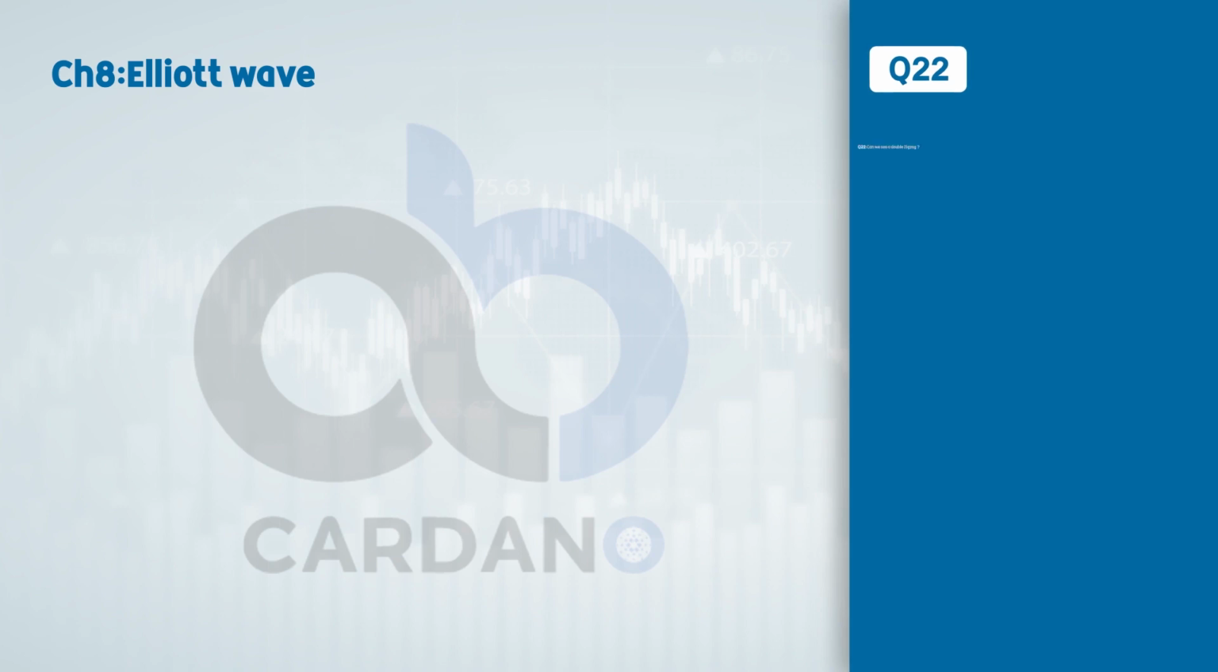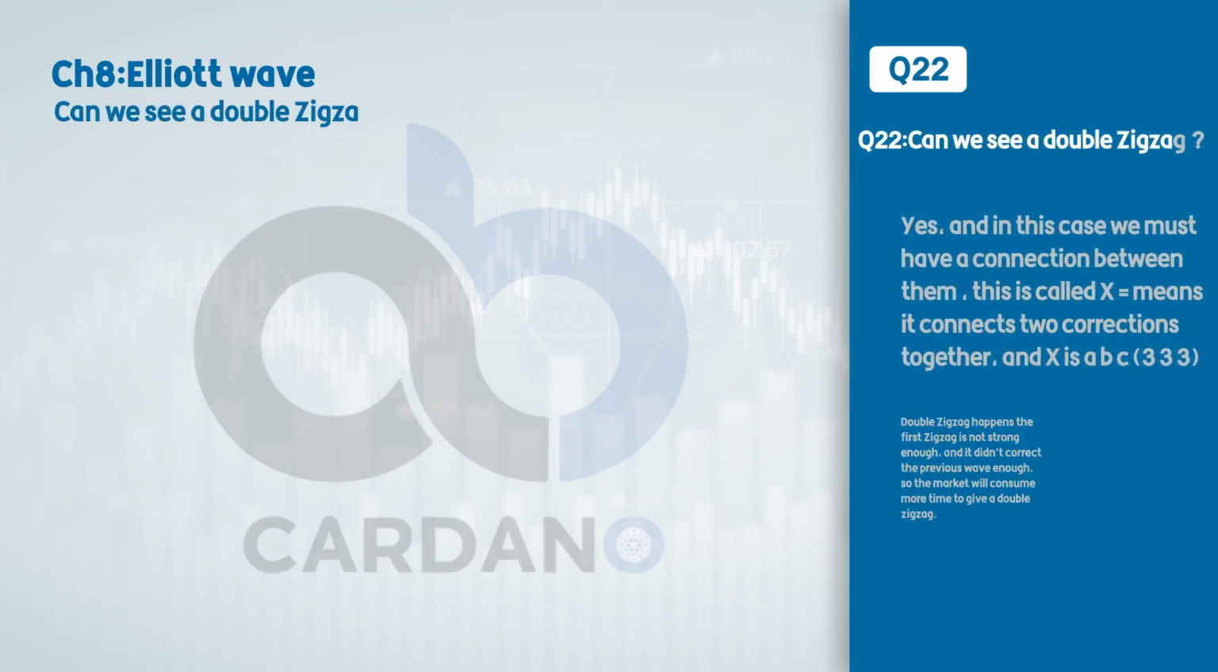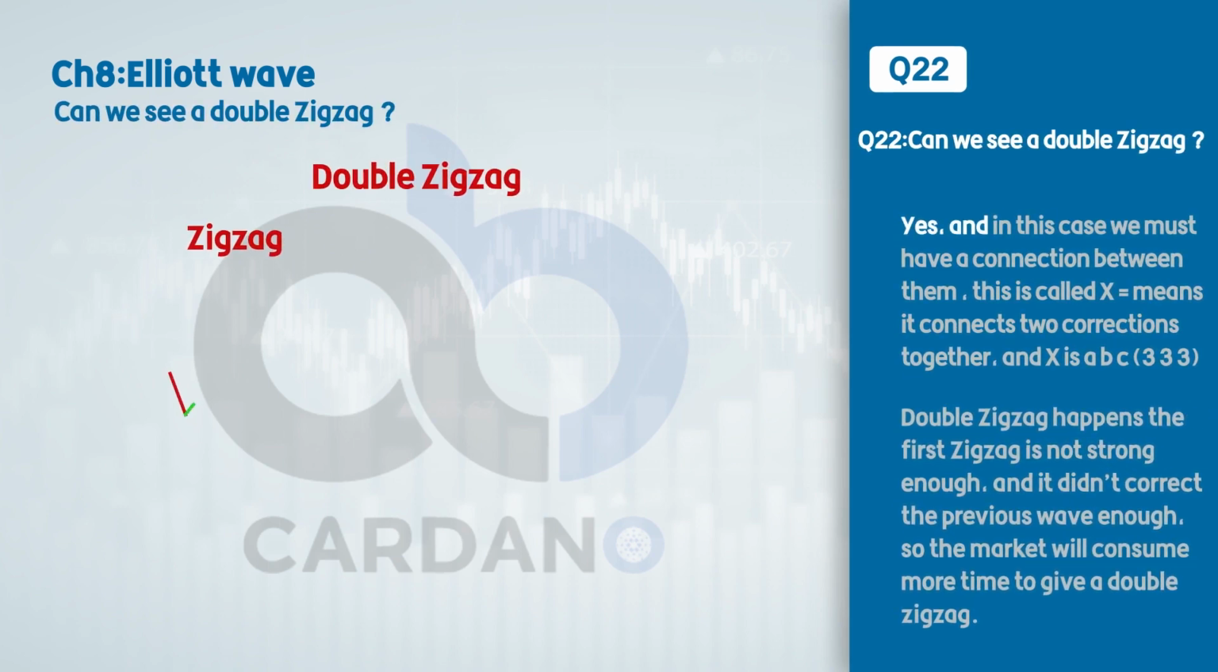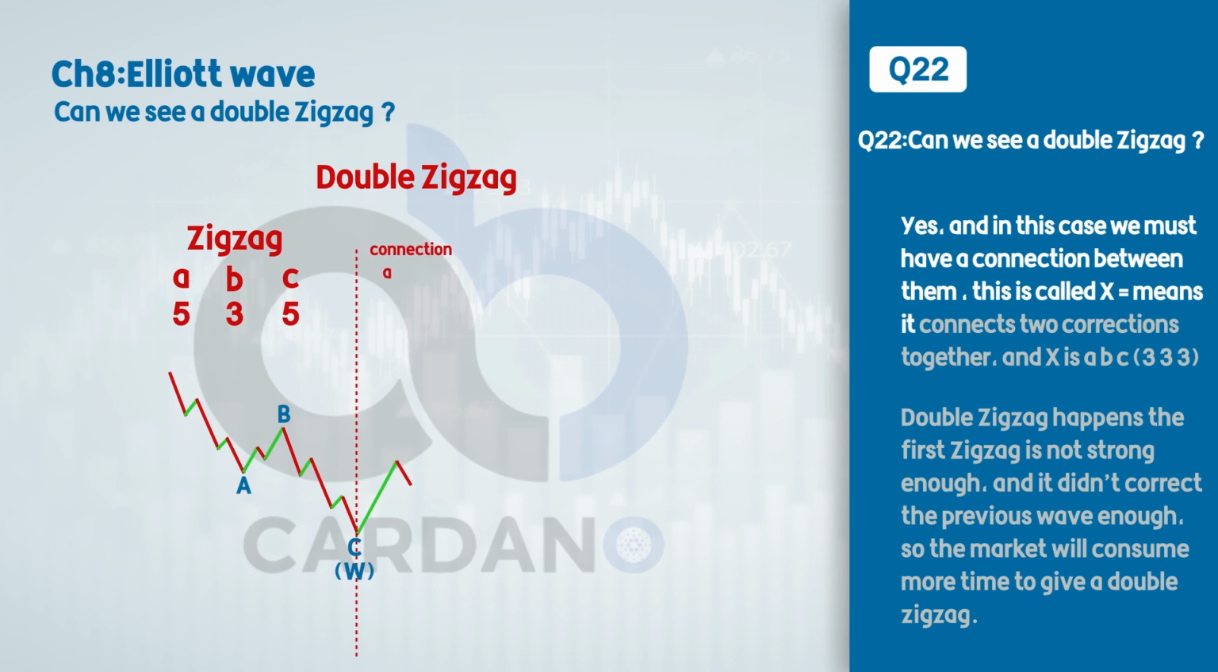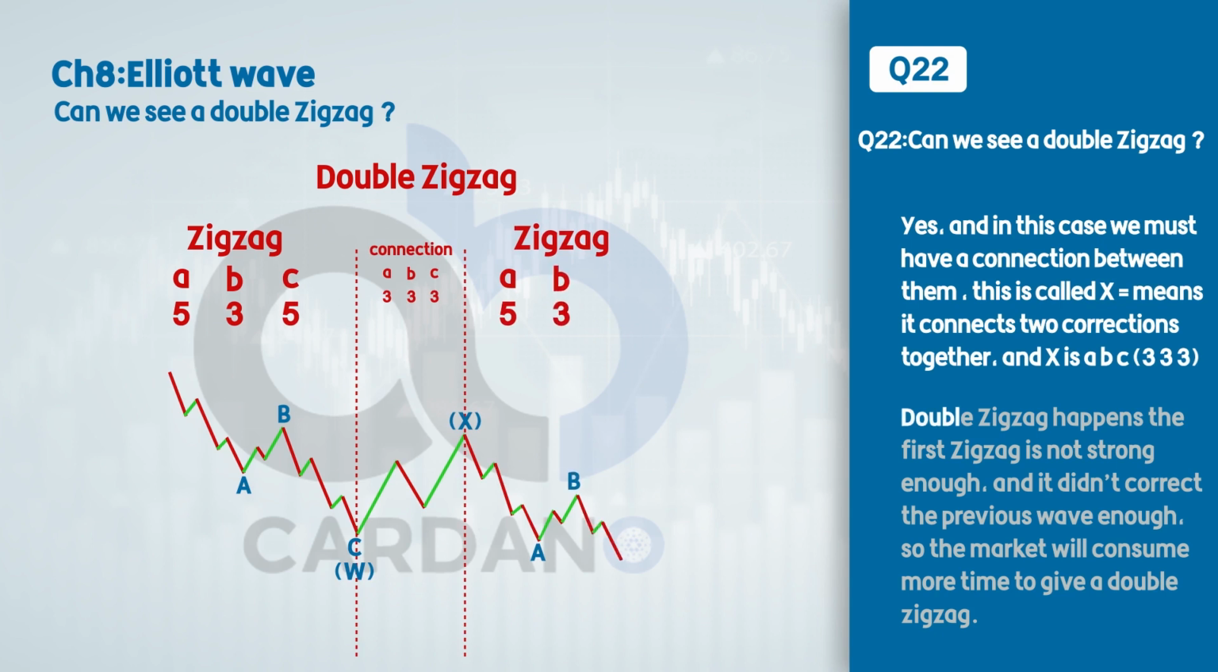Question number 22. Can we see a double zigzag? The answer is yes, and in this case, we must have a connection between them. This is called X, meaning it connects 2 corrections together, and X is ABC 3, 3, 3. A double zigzag happens when the first zigzag is not strong enough and didn't correct the previous wave enough. So the market will consume more time to give a double zigzag.